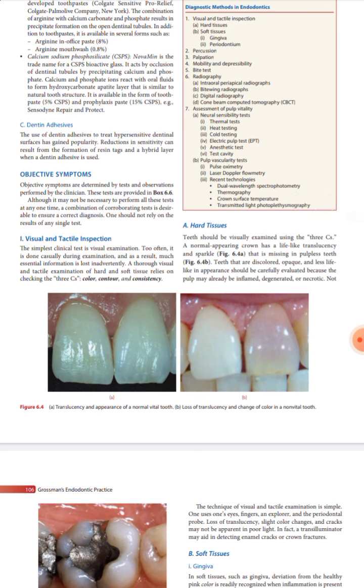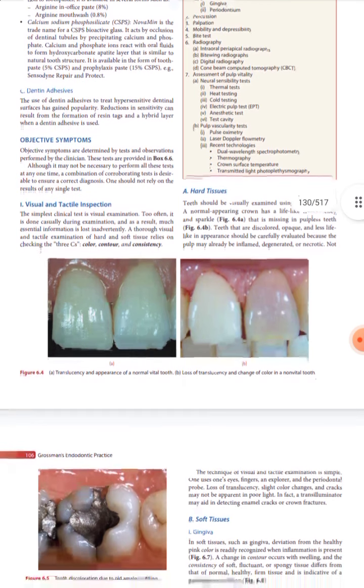Calcium sodium phosphosilicate. Novamin is the trade name for CSPS bioactive glass. It acts by occlusion of dentinal tubules by precipitating calcium and phosphate. Calcium and phosphate ions react with oral fluids to form a hydroxycarbonate apatite layer that is similar to natural tooth structure. It is available in the form of toothpaste, 5% CSPS, and prophylaxis paste, 15% CSPS. Sensodyne Repair and Protect.